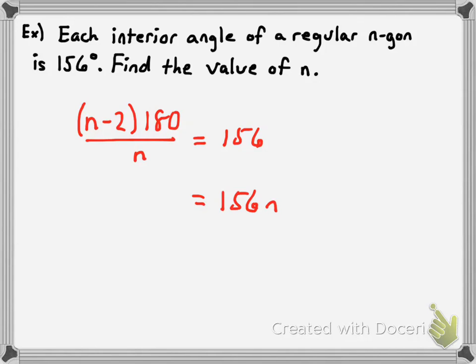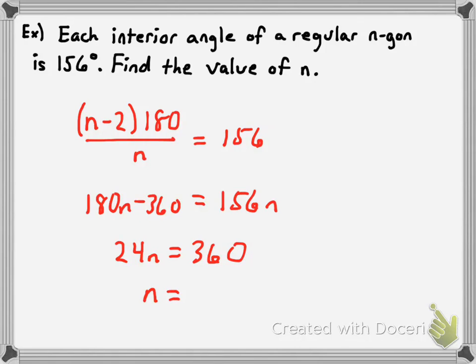I'd also like to use the distributive property on this step. Let's make this 180n minus 360 on the left. Subtract 156n from both sides and add 360 to both sides. And then 24 goes into 360 15 times. With a problem like this, if you didn't get a whole number value, the question isn't right, or you made a mistake, because you can't have 13.8 sides, for instance, can you? So a regular 15-gon would have angles of 156 degrees each.